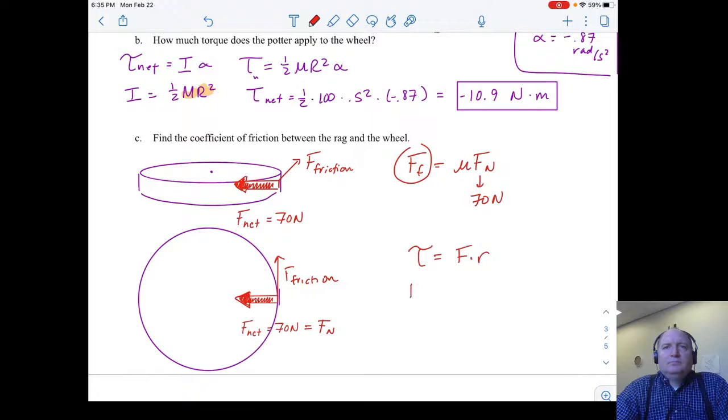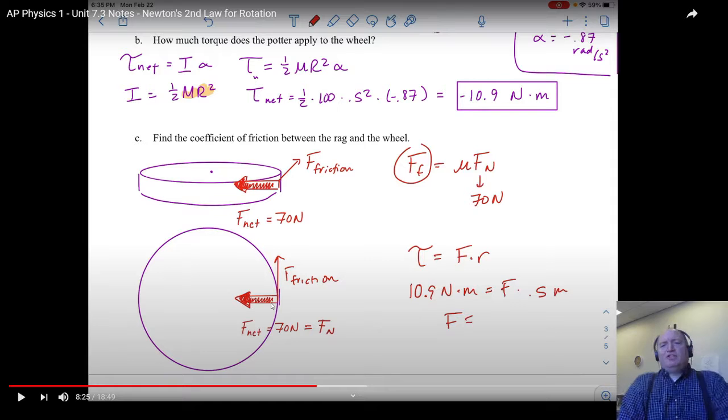So the torque was 10.9 newton meters. Does the sign matter? Probably not. The force that I need is unknown, and the radius is 0.5. So when I divide this out, I get a force. That's interesting. So she's sort of dropped the negative sign here. You can understand why, because you don't want a negative coefficient of friction.